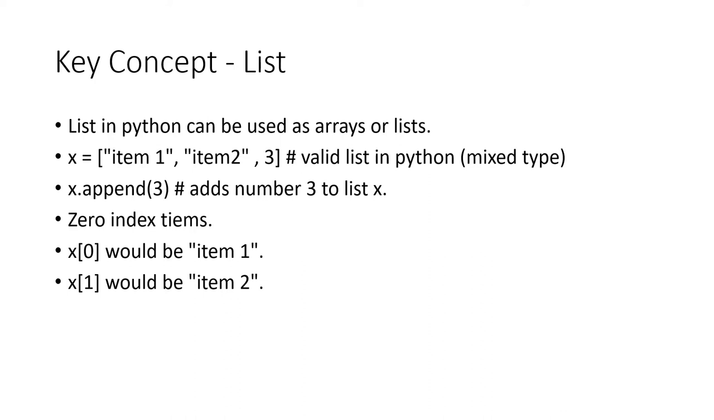The key concepts, list. Make sure to know how to use list in Python. List can have any type or be mixed type. You can append to a list. There's zero index, so item 0 on that list is the first one, and 1 is the second one. Remember that lists can be accessed like arrays in other languages by index position.